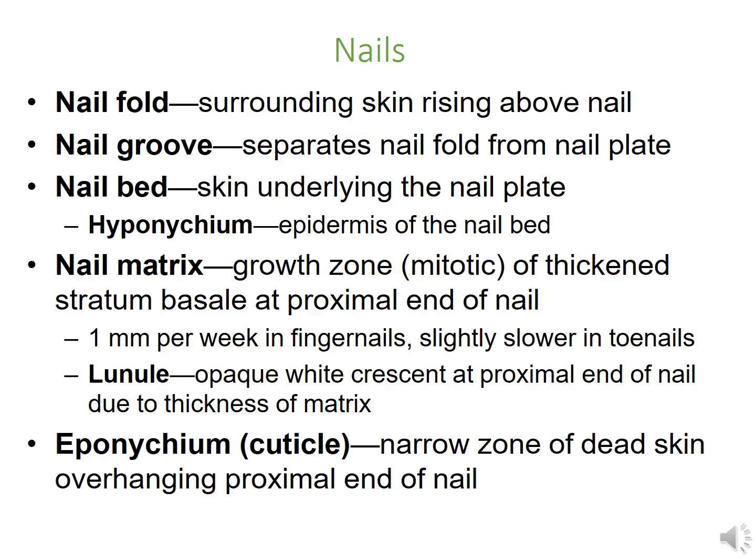Slightly slower in toenails. Lunule: opaque white crescent at the proximal end of the nail due to the thickness of the matrix. Eponychium, or cuticle: narrow zone of dead skin overhanging the proximal end of the nail.